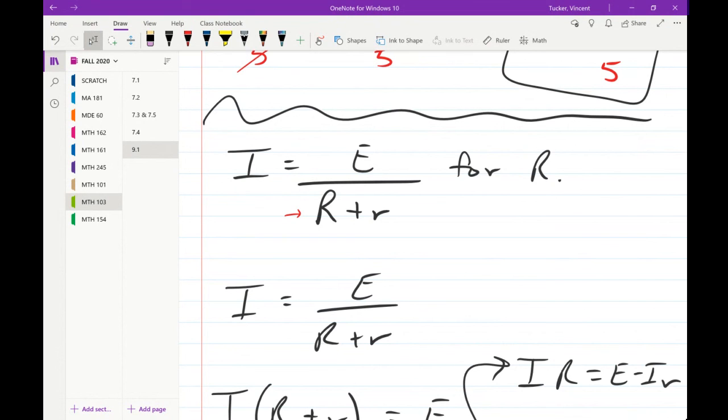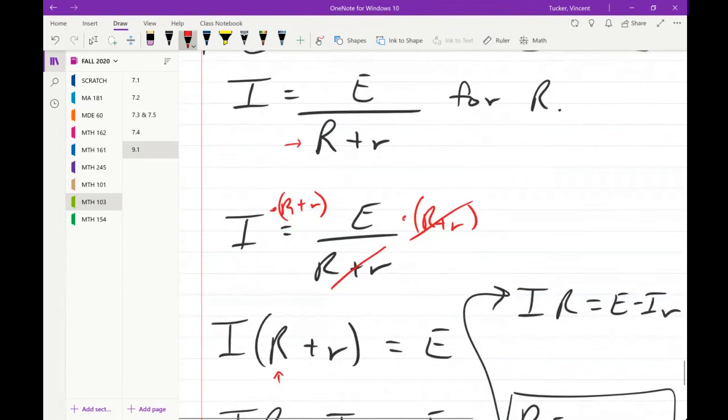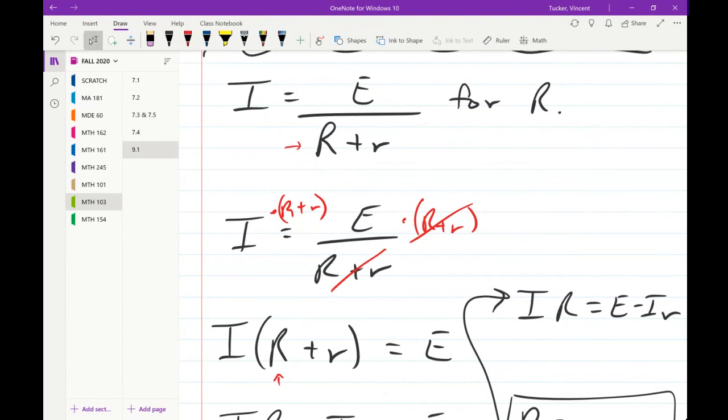So I need access to capital R. I do not have access to capital R yet. It is in the denominator. I need to get it out of the denominator. So I need to multiply both sides by that quantity that's in the denominator. So multiply both sides by capital R plus lowercase r. On the right, they will cancel, leave me with just E. And on the left, I have I times the quantity of R plus r.